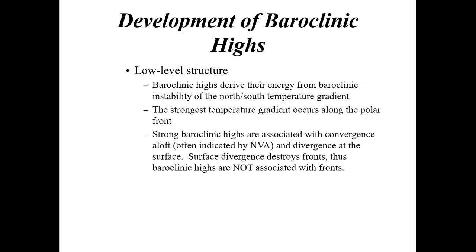The low level structure: anything baroclinic involves temperature change. So baroclinic highs are going to derive their energy from baroclinic instability of the north-south temperature gradient. Similarly to the baroclinic lows, the low pressure systems, high pressure systems are also going to feed off that large temperature difference across the latitudes, from the high latitudes to the low latitudes. The strongest temperature gradient is going to occur along the polar front.